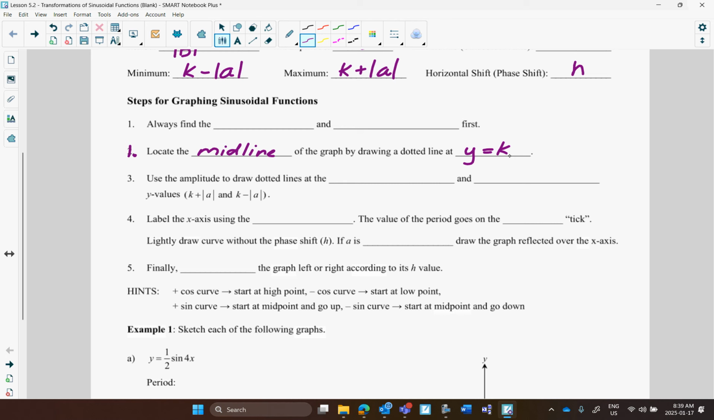The second thing we're going to do is actually number 3. Change that to number 2. We're going to use the amplitude to draw dotted lines at the maximum and minimum. And remember, we find those by taking the midline plus the amplitude, the midline minus the amplitude. Then we're going to go back up here, number 3, take out "always," scratch that out. We're going to find the period.